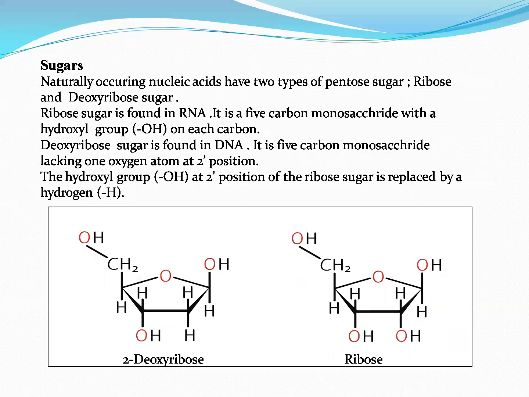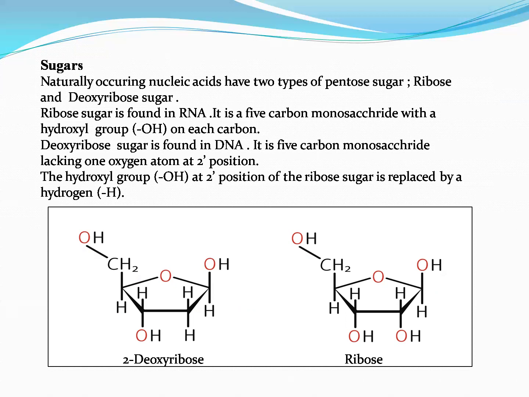What are the sugars present in the DNA as well as the RNA? Naturally occurring nucleic acids have two types of pentose sugar, ribose sugar as well as deoxyribose sugar. Ribose sugar is found in the RNA, and it is a 5-carbon monosaccharide with a hydroxyl group on each carbon. See friends, here it is the ribose structure and here it is the deoxyribose structure. We will start counting from the topmost position, and the first carbon is there, second and third, fourth and fifth carbon is there. This is the CH2OH.